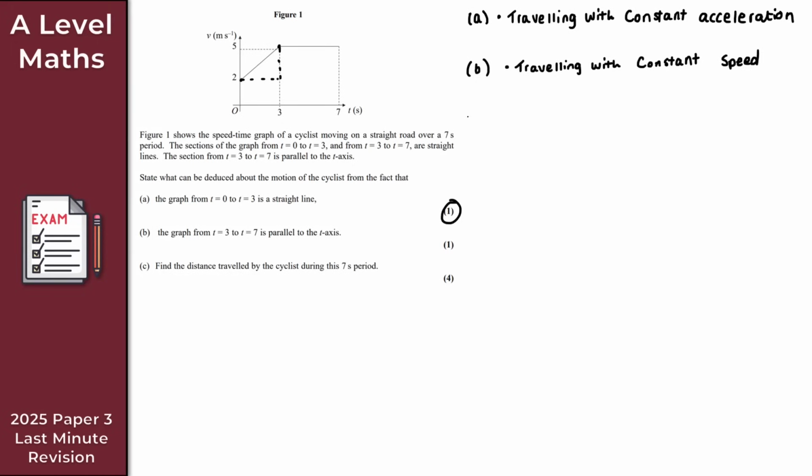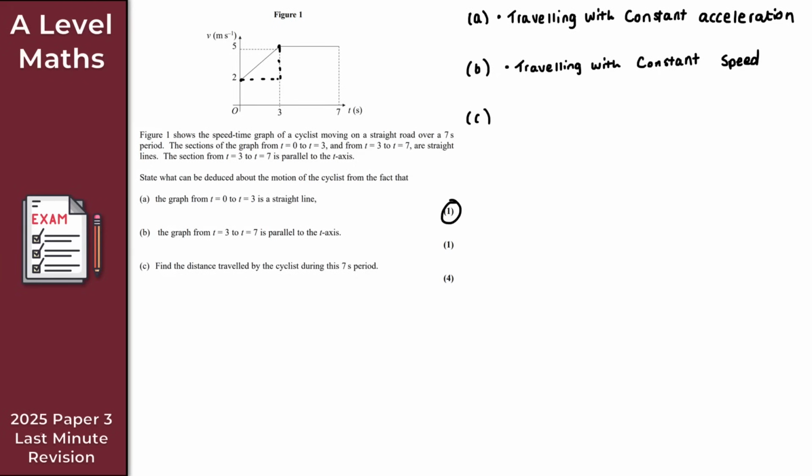And then finally here, for part C, all we want to do is find the distance traveled by the cyclist during this 7-second period. So a slightly more challenging aspect to this question, but for 4 marks, this is slightly ridiculous. But anyway, we'll answer it. So how do we find the distance traveled by the cyclist during this 7-second period?